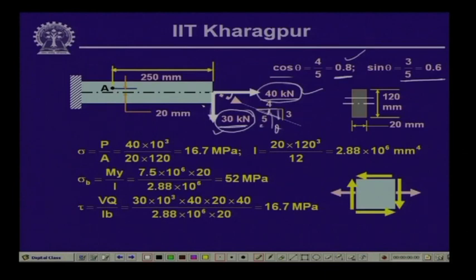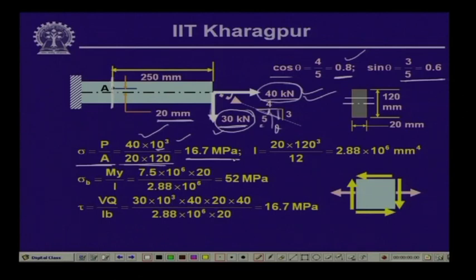Now, what we are interested in is to evaluate the stress at point A, which is located 20 millimeter from the axis of the beam and 250 millimeter from the free end of the beam. As we have seen, the axial load of 40 kilonewton will cause a normal stress at this particular cross section, which is equal to P by A. So, P is 40 kilonewton converted into Newton, divided by the cross sectional area, which is 20 times 120 millimeter square, and thereby we get a stress of 16.7 megapascal.